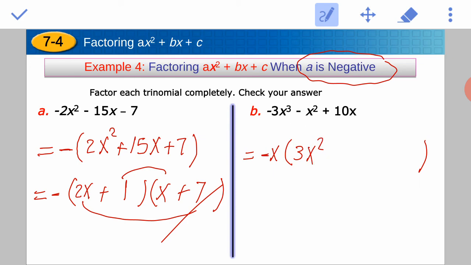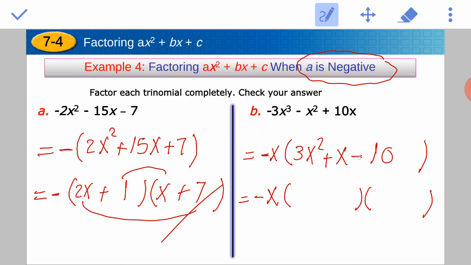Negative divided by negative is going to be positive. x squared over x gives us x. Plus over minus is going to be minus. 10x over x simplifies to 10. Guys, look at what we have right now inside the parentheses. We have a quadratic trinomial, so we can factor this normally. What about the negative x outside? You leave the negative x outside and you create two parentheses and you start factoring normally.